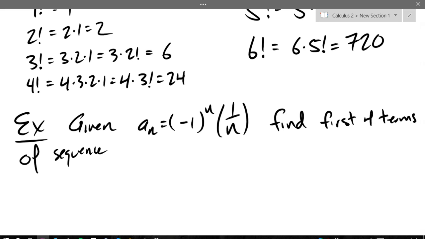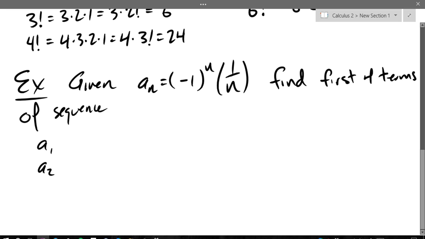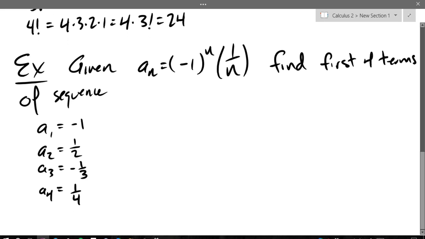Why would it be a bad move to start this one at a0? This particular a_n, why would a0 be bad? Undefined. So it's a really good reason to start this one at a1. So find a1, a2, a3, a4 right now. So you should have gotten minus 1, 1 half, minus a third, positive 1 fourth.